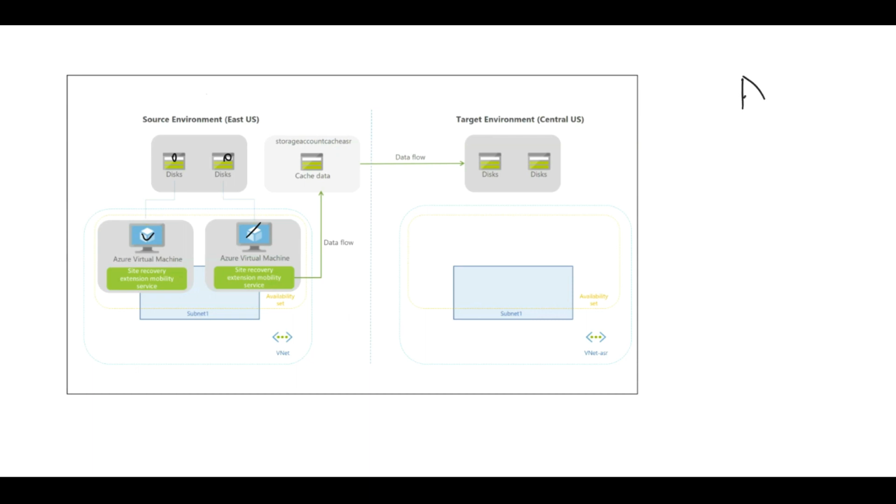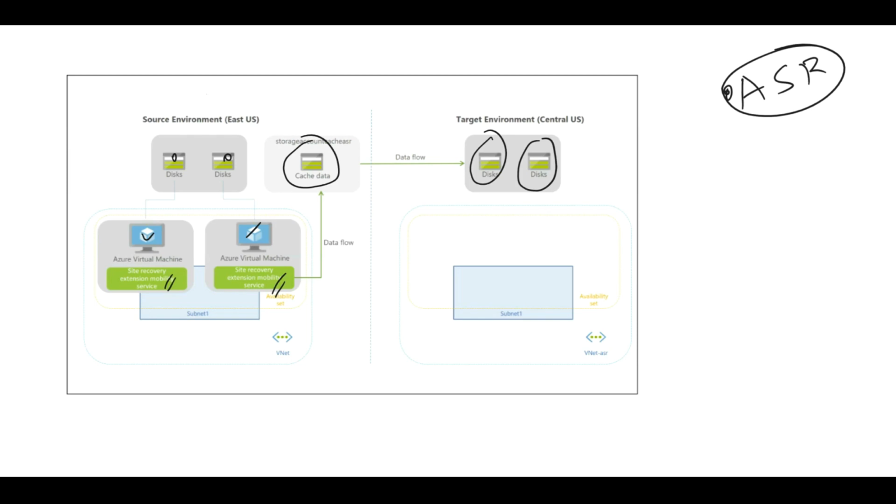So there is a service, ASR. When I enable the ASR service, first it will install an agent called the Site Recovery agent on these virtual machines, and then it will create a cache storage account, and then in the destination it will create disks. For example, if you want to protect two VMs, it will create two disks. If you have more than two, then accordingly it will create that number of disks in the destination, or in the target infrastructure.